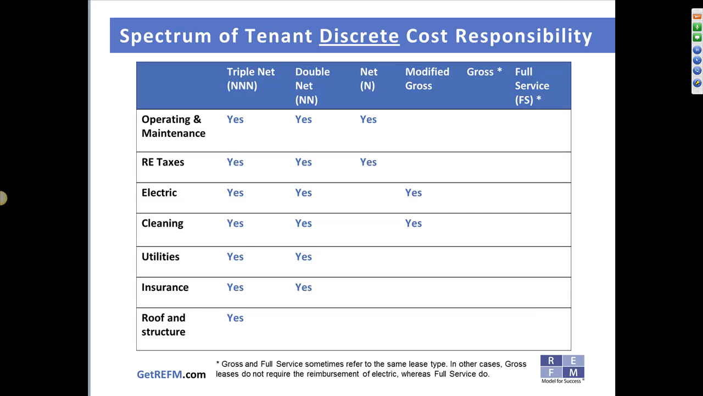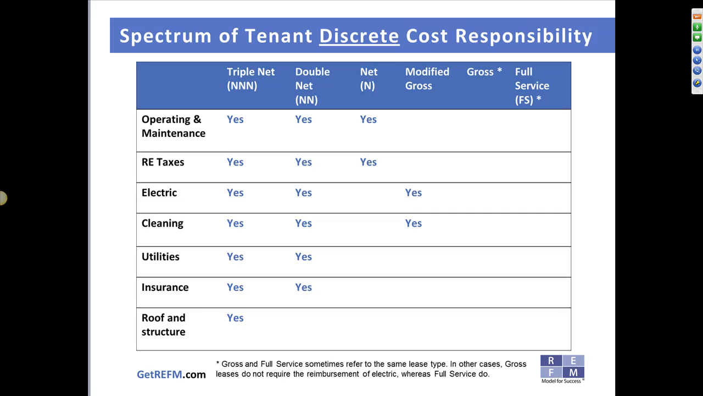And so as we move across, we can see as we go to double net, this would be basically identical to a triple net lease in terms of discrete cost responsibilities to the tenant. But assuming you have a multi-tenant property, such as a strip plaza, the roof and structure would not be, in a double net situation, a responsibility discretely to that individual tenant. Okay, we can move across again to a net lease. This is where just operating and maintenance and real estate taxes will be discretely broken out and either reimbursed by or billed directly to the tenant.